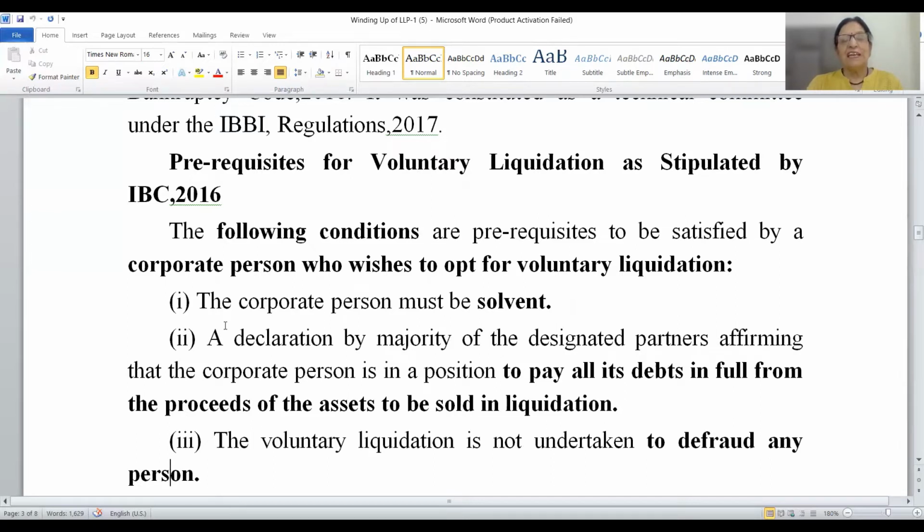And the second one is a declaration by majority of the DP, designated partners, affirming that the corporate person is in a position to pay all the debts in full from the proceeds of the assets to be sold in liquidation. So a declaration has to be given by the designated partners that whenever the assets are sold in liquidation, out of the proceeds of the assets, all the debts will be paid in totality. And the third one is, the voluntary liquidation is not undertaken to defraud any person. So partners have to declare their main motive of voluntary liquidation is not to defraud any person.